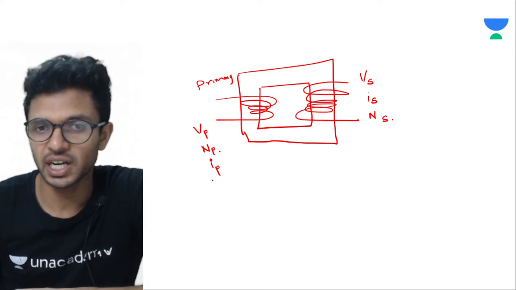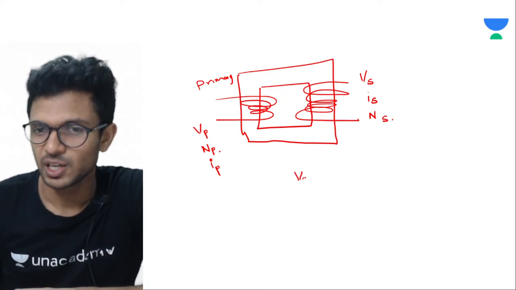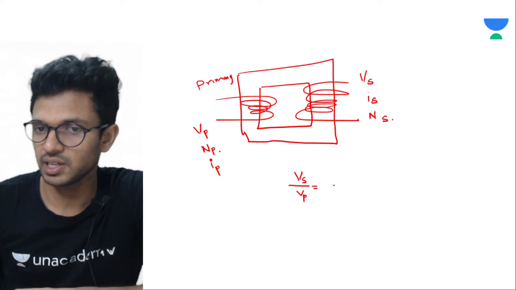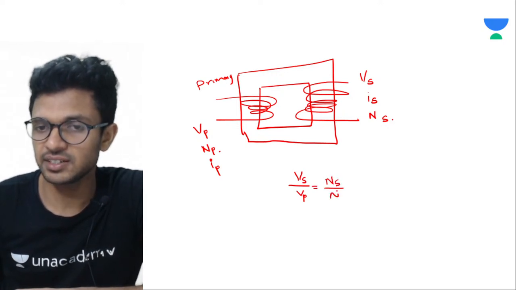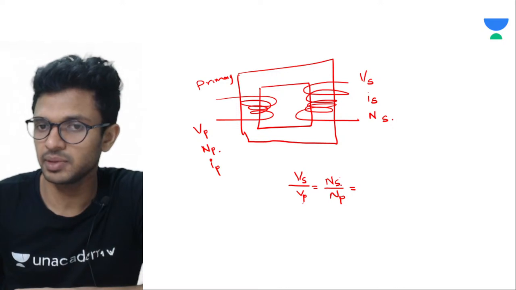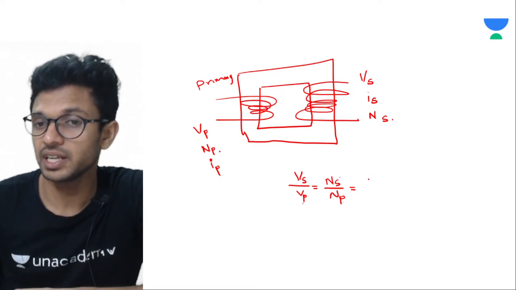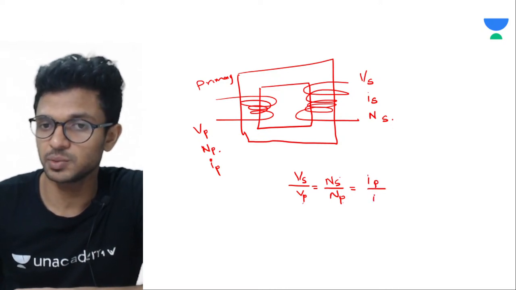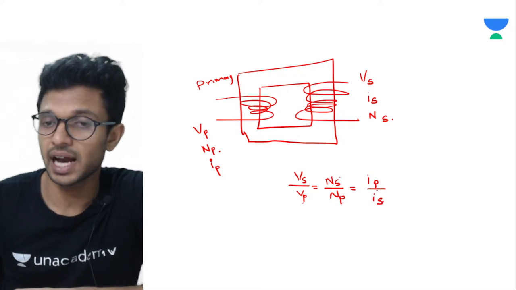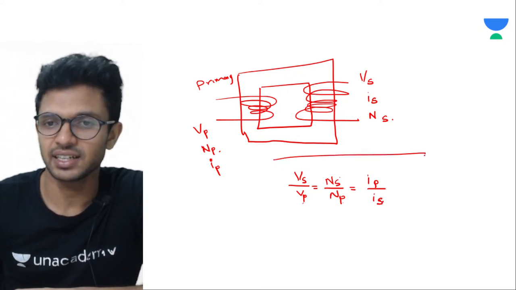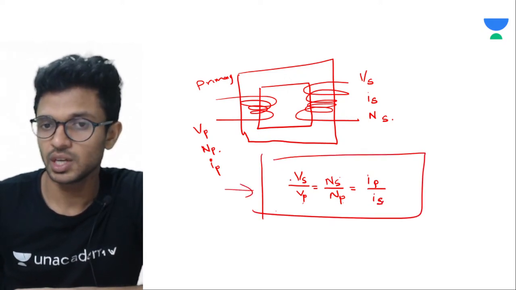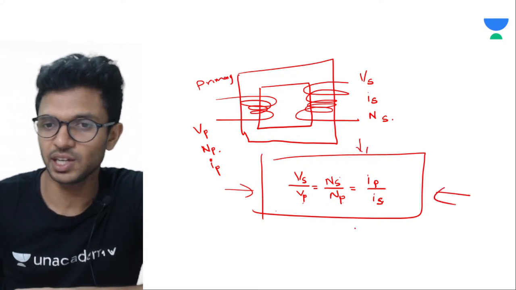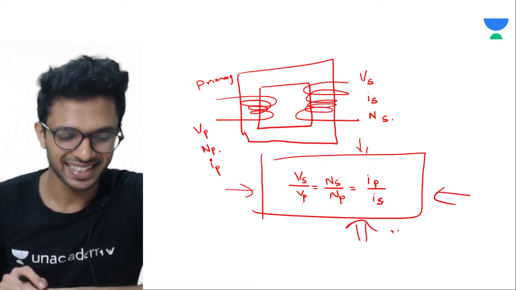The formula which connects all these six terms is V secondary by V primary is equal to N secondary by N primary. These are in the same order, secondary by primary, but when you write the ratio of current, it will be just the opposite: I primary by I secondary. I think you have learned why it is so. We did the derivation in our real classes.